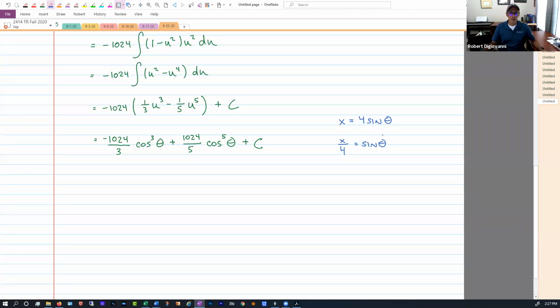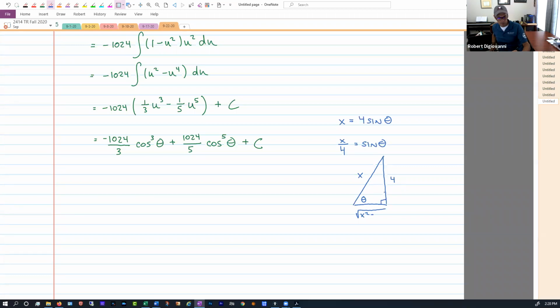And now I'm going to create a reference triangle. So that's the relationship I have between x and theta, right? That's the connection I have. So I just isolate sine theta by itself, say that it's x over 4, and then I draw a little right triangle. I label this angle theta, and I remember that sine is opposite over hypotenuse. So that means this side is 4 and this side is x, and that means the adjacent side has to be the square root of x squared minus 16.